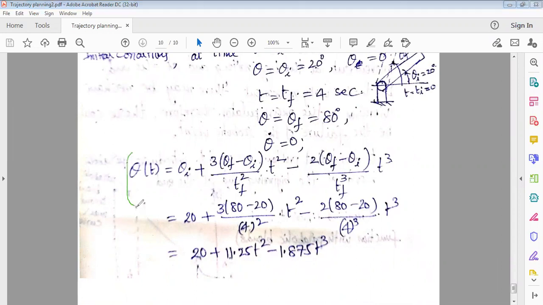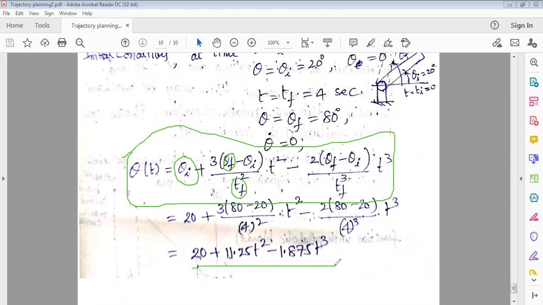So theta of t is equal to, so this is the equation. Simply we substitute the values. So theta i is equal to 20 degrees, tf is equal to 4 seconds, theta f is equal to 80 degrees. Simply you substitute the values. So finally theta of t is the function in terms of t. This will generate a smooth curve, or it gives a smooth trajectory to the end of the link.